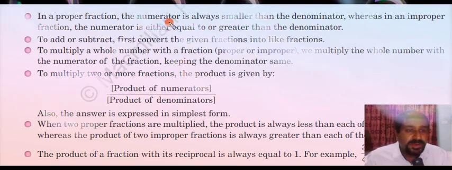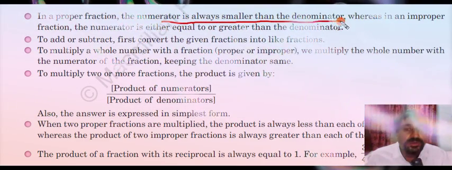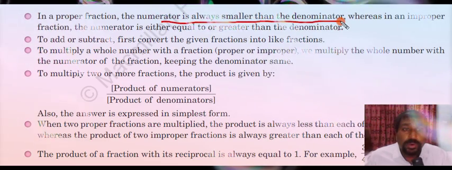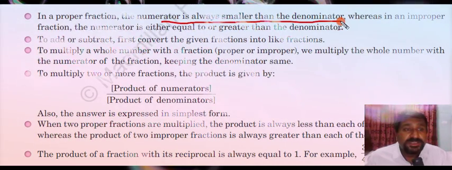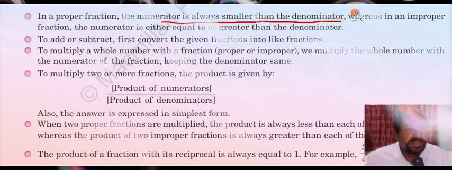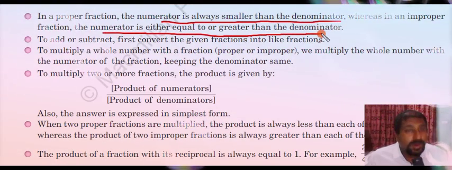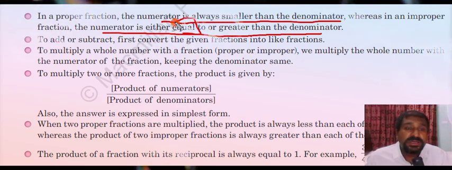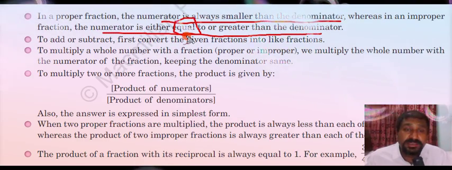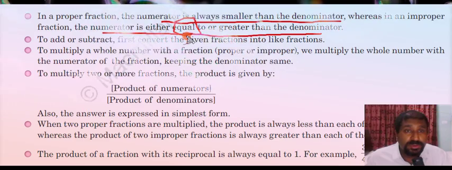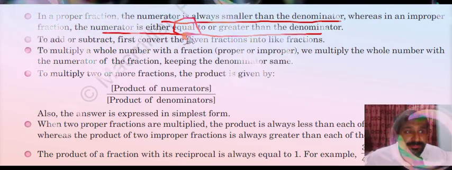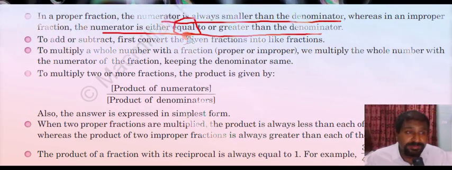Now in the proper fraction, the numerator is always smaller than the denominator. This point you should always remember, that in the proper fraction, the numerator is always smaller. Whereas in the improper fraction, the numerator is either equal to or greater than the denominator. The word equal is again a very important point here: if it comes out to be equal, that is 5 upon 5, again it is an improper fraction.